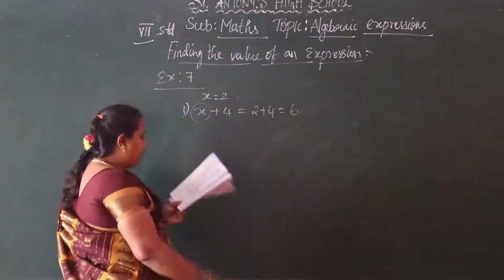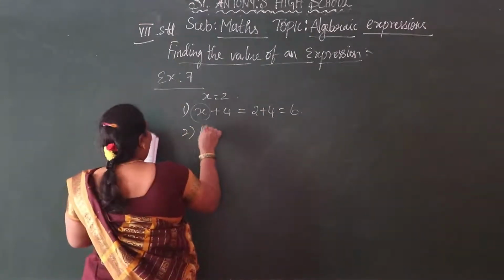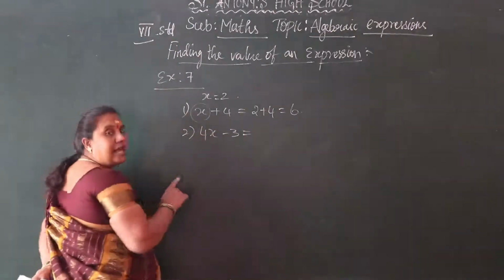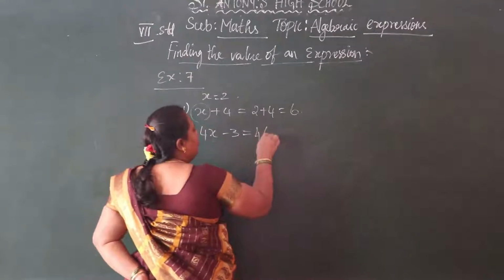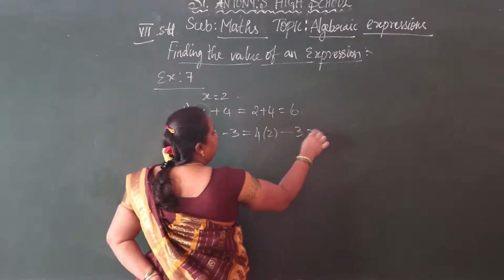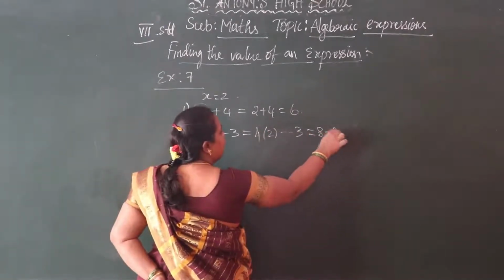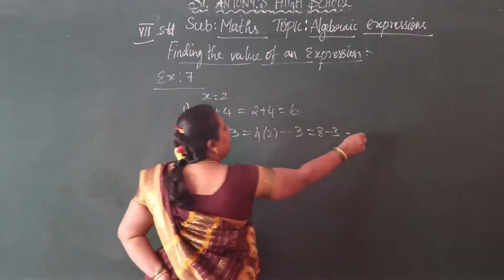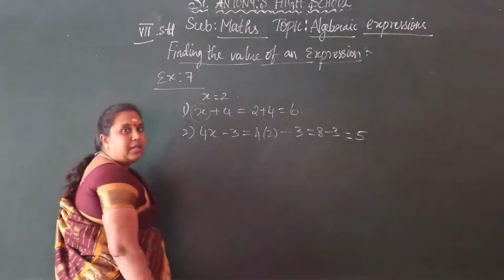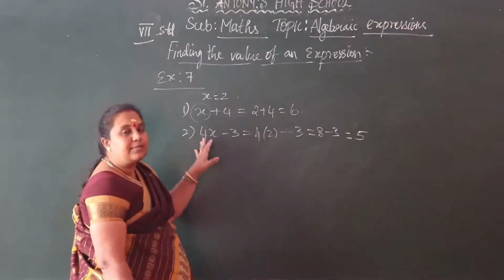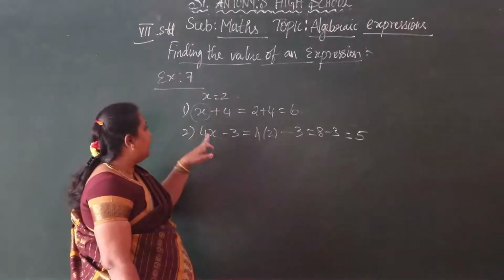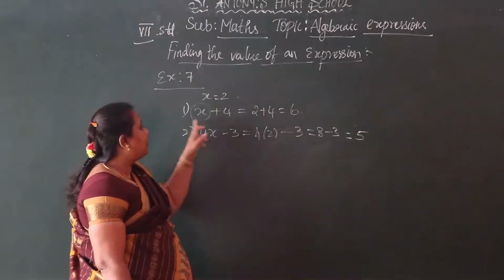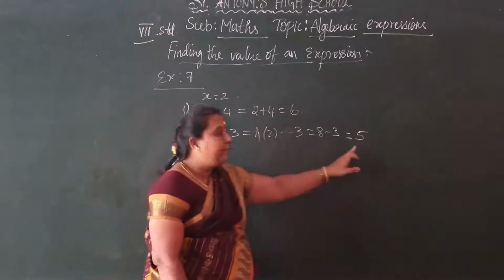Okay, so then the second one is 4x minus 3. Here we have to substitute x as 2. So 4 into 2 minus 3. So 4 twos are 8, minus 3. So the value of this expression, if x equal to 2, is 5. We are substituting the value of the variable x as 2. So if x equal to 2, the value of expression 4x minus 3 is 5.